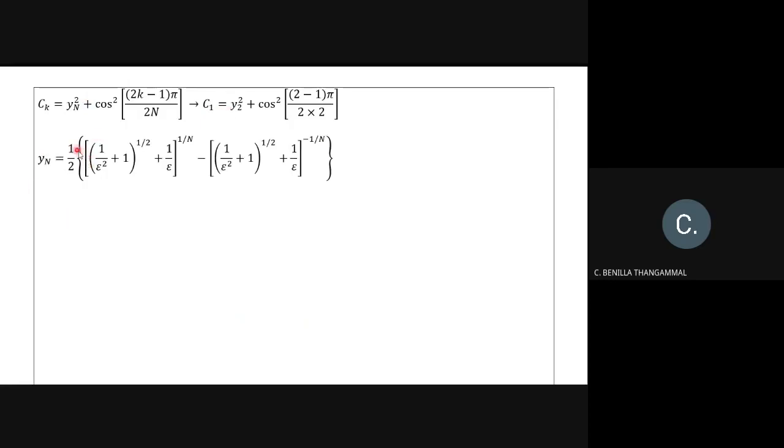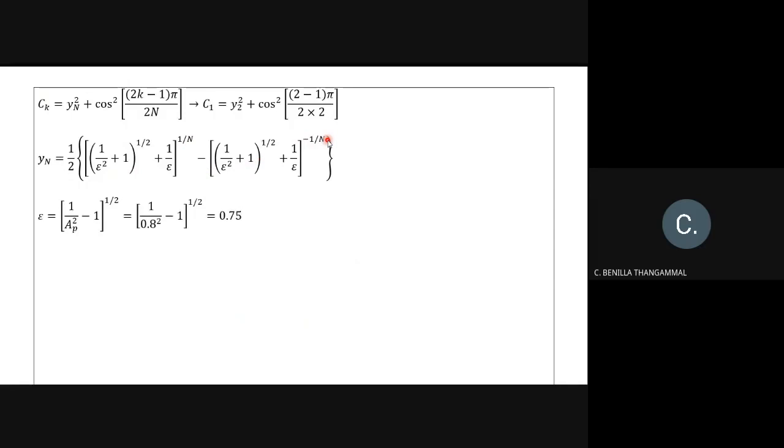The formula for it is 1 by 2 of [(1/ε² + 1)^(1/2) + 1/ε]^(1/n) − [(1/ε² + 1)^(1/2) + 1/ε]^(−1/n). So here, the value inside the bracket, (1/ε² + 1)^(1/2) + 1/ε, is going to be common for both. So that value power 1 by n minus the value power minus 1 by n.